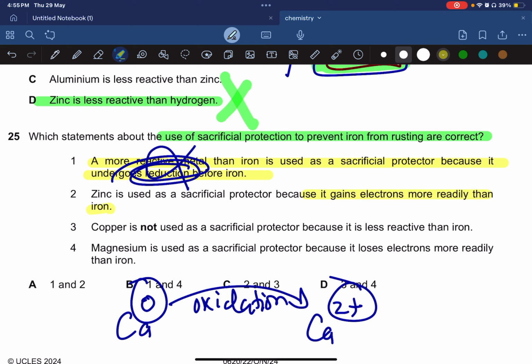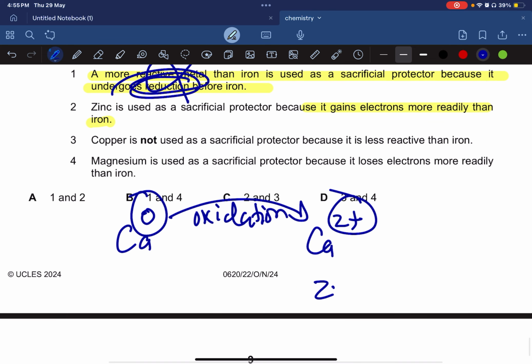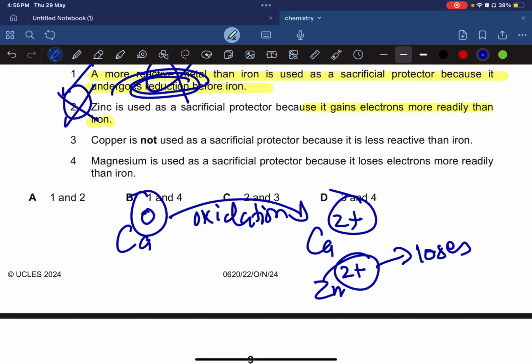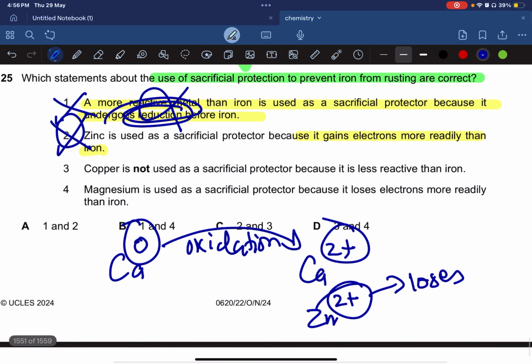Okay, zinc is used as a sacrificial protector because it gains electrons more readily than iron. What do you guys think? Zinc gains electrons? Really? Zinc is a metal. It has a charge of 2+. 2+ means it loses 2 electrons. It cannot gain. And even if it gains 2, it's not going to get a full outer shell. Why would it do this to itself?